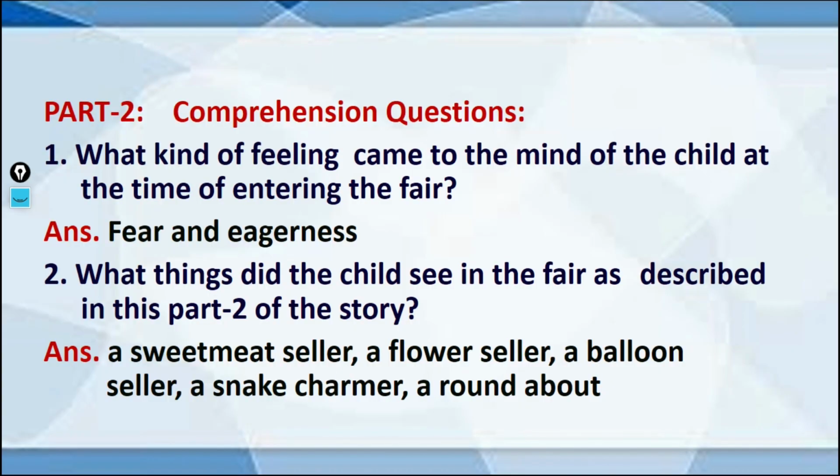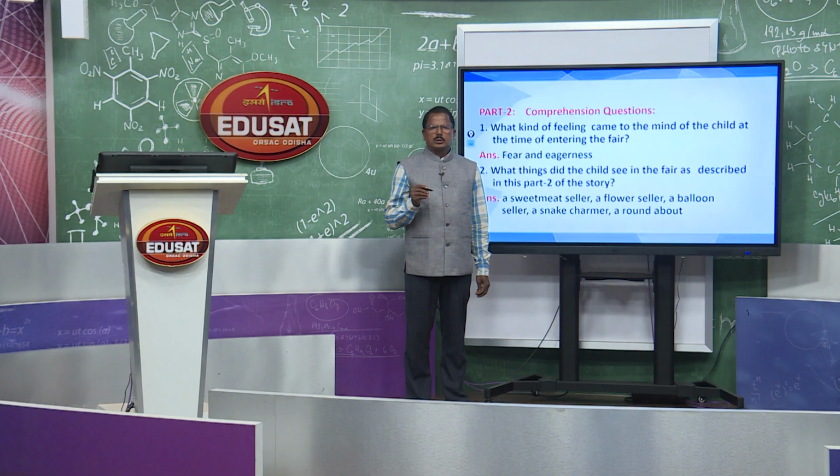And let us discuss some of the questions in part 2. So, what kind of feeling came to the mind of the child at the time of entering the fair? My dear students, the child arrived at the village fair, where a lot of people were enjoying, and for the first time in his life he saw this type of crowd. So, the feeling that came to the mind of the child looking at the crowd was very much fear, right, and he was also very much eager.